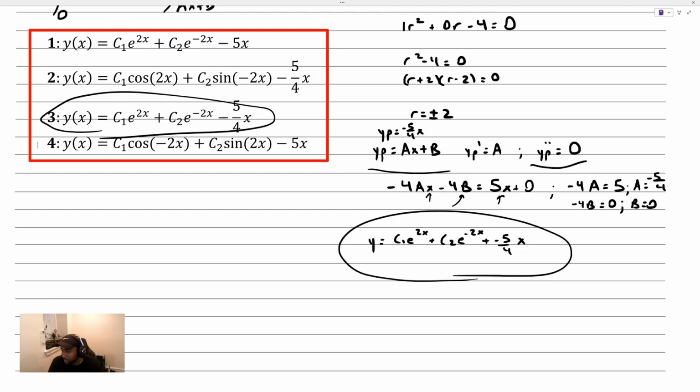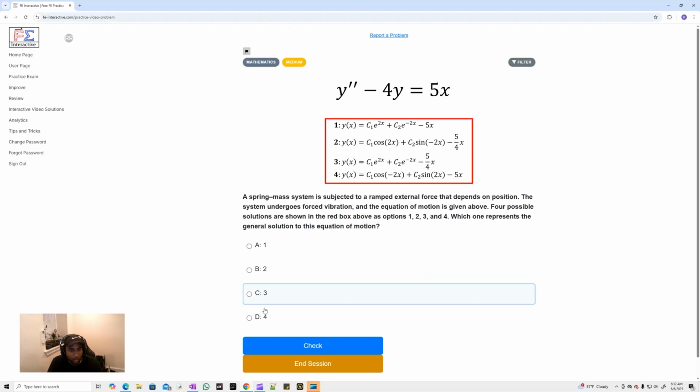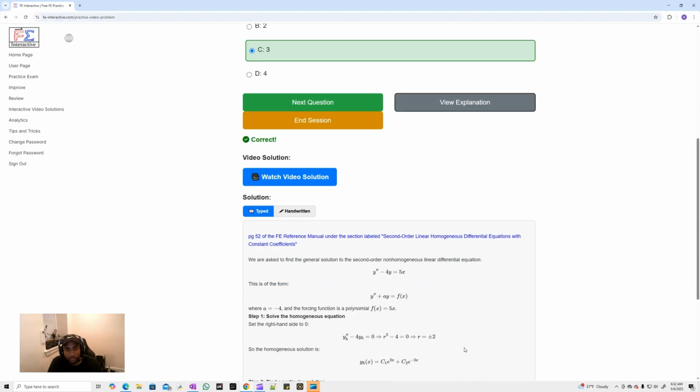If we go ahead and input that answer, choice 3, we see we got the correct solution.